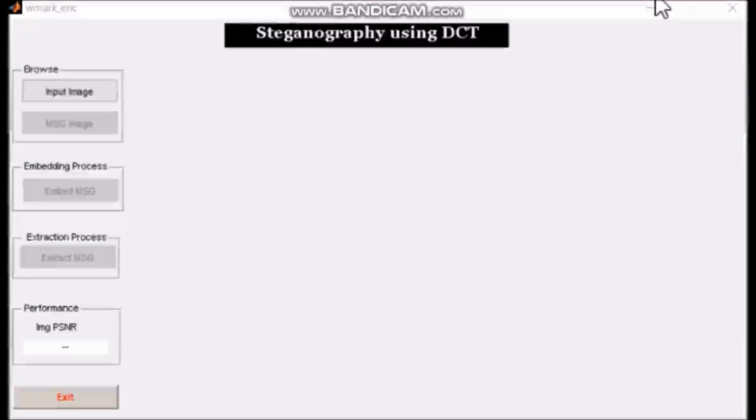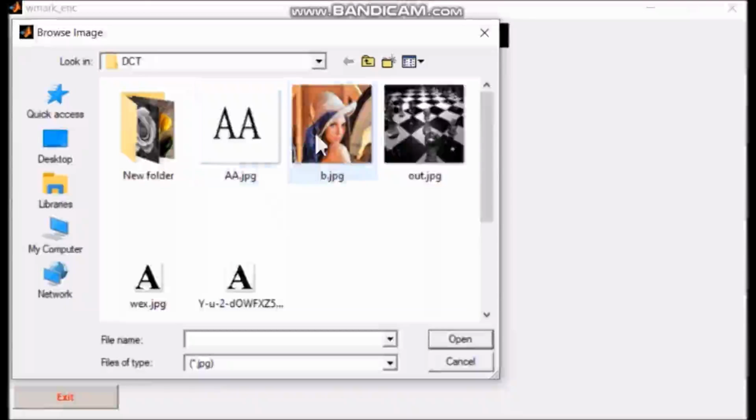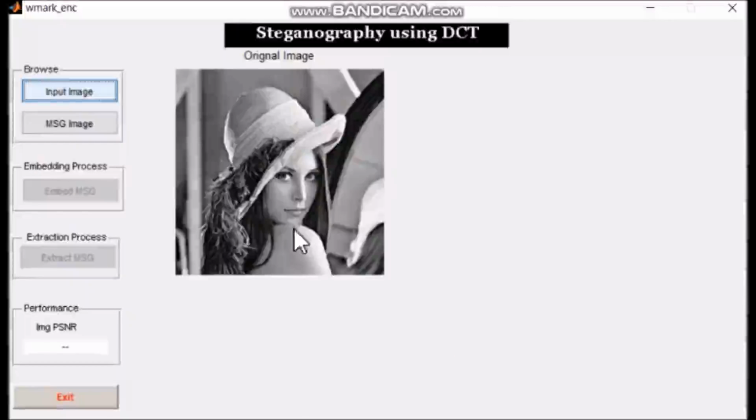So first, we will see the steganography using discrete cosine transform. Here, first we will take an input image. And now we will select a message image.